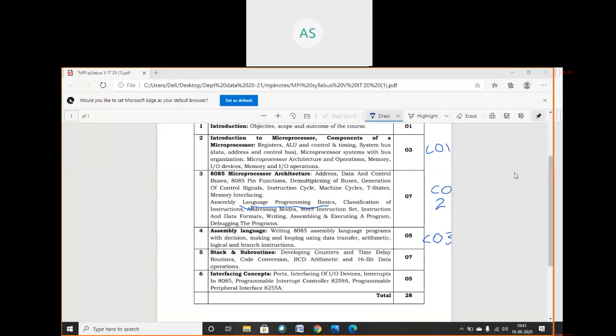Okay, good. So I was just discussing the syllabus, what we have completed. We have taken approximately 16 to 17 lectures of microprocessor, 18, 19 lectures we have completed. We have completed serial number 2 of your RTU syllabus, which I named course outcome 1, CO1: introduction to microprocessor, components of a microprocessor. After that we started CO2, or Unit 2, which is serial number 3 of your RTU list, 8085 microprocessor architecture. In this, we have completed all these topics.